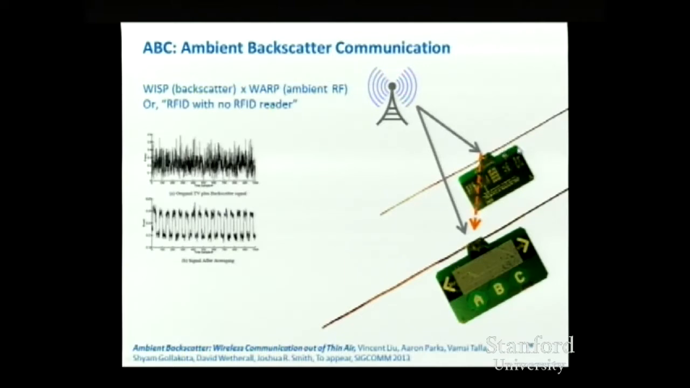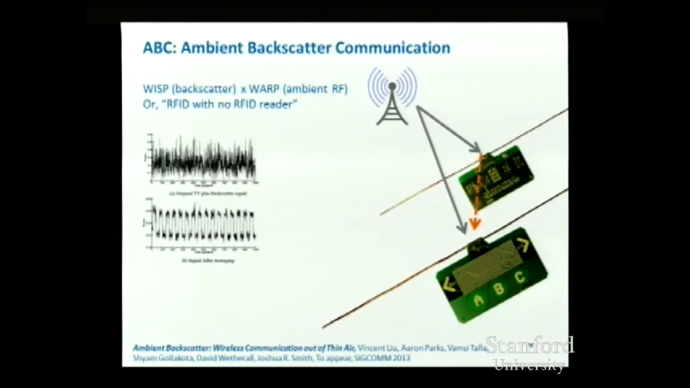So just as the WISP did to talk to the reader, this tag over here has a transistor it can use to short the two branches of this antenna together. And it turns out that when it does that, this nearby tag can actually detect a change in the incoming signal, which I've plotted here. Now this doesn't work at very long range. These two tags have to be quite near each other, like less than an antenna length away from one another.